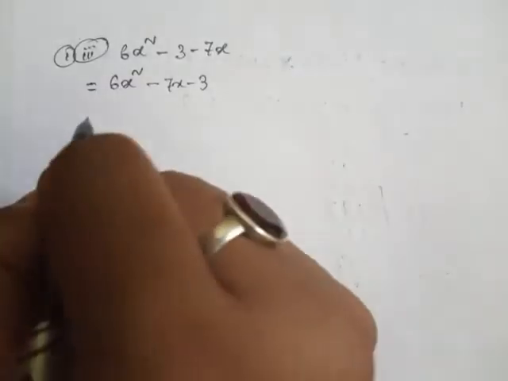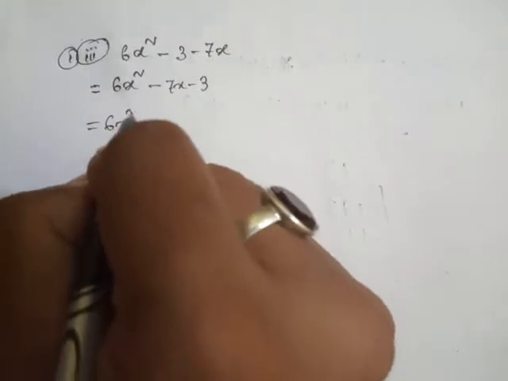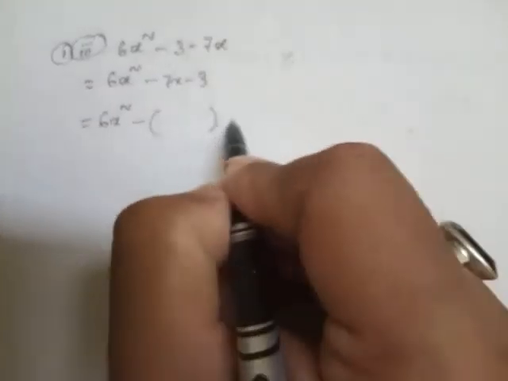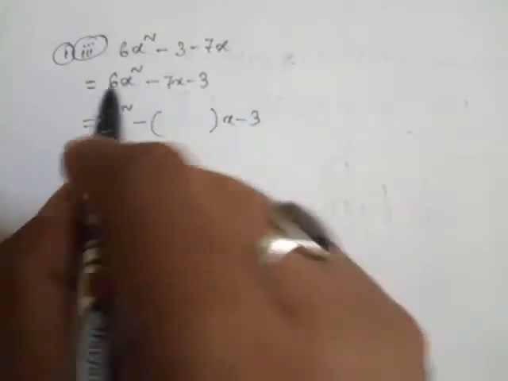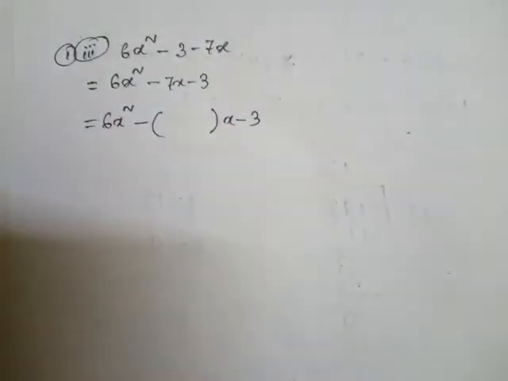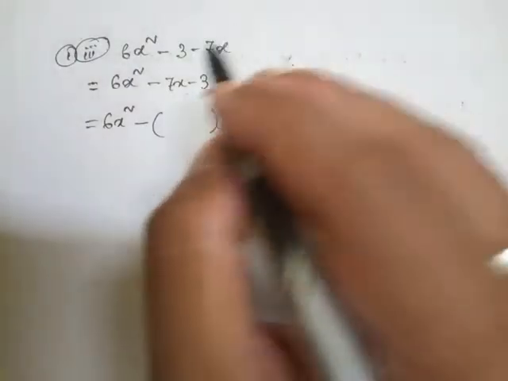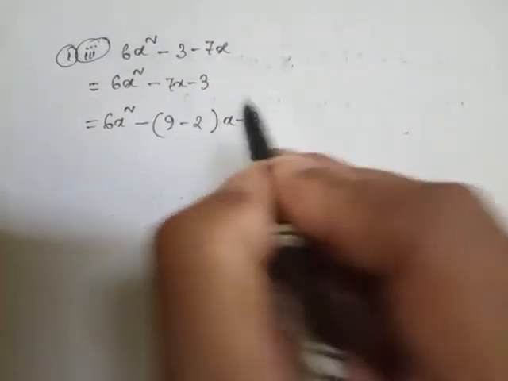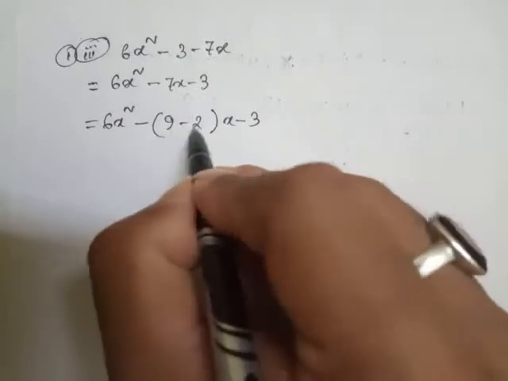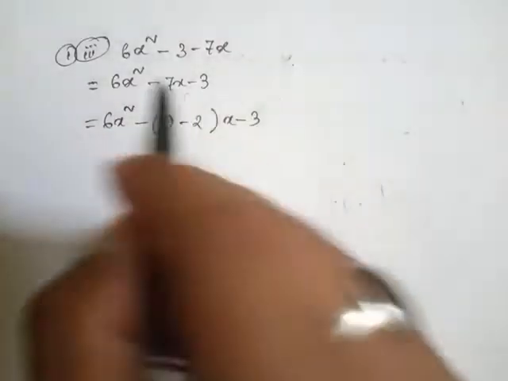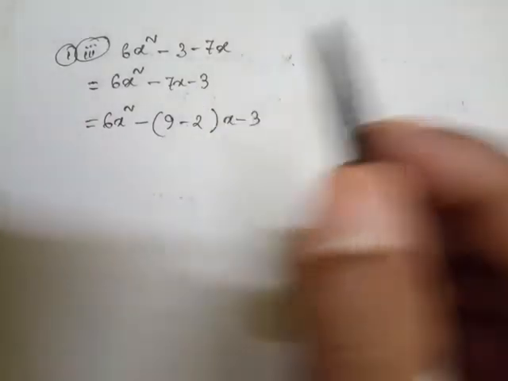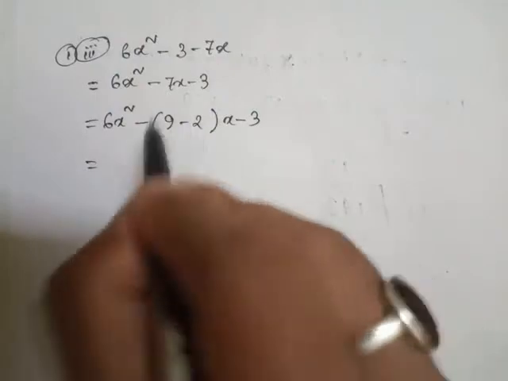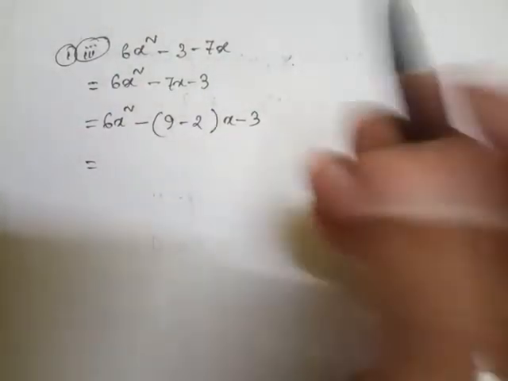Now students, look, after that 6x square, here we're going to do middle term splitting. So there is 3 into 6, 18. So look here, there is 7 and there is 3 into 6, 18. So in the middle term I will write something like 9 minus 2. If I write 9 minus 2, that means 7, and 9 into 2 is 18, 3 into 6 is also 18, and 9 into minus 2 is minus 18.